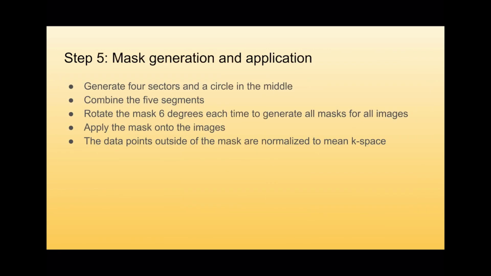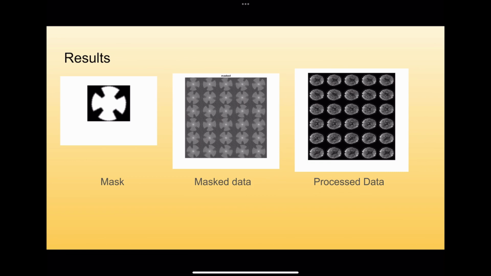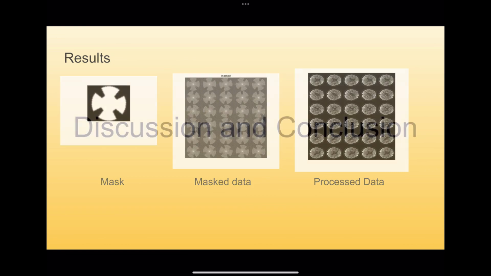Now is the time to generate the mask and apply it. We first generate 4 sectors and a circle in the middle, and we combine the 5 segments together. We rotate the mask 6 degrees each time to generate all masks for all images. We then apply the mask onto the images, and the data points outside of the mask are normalized to mean k-space. Finally, we perform quadratum inverse Fourier transform to obtain the processed data.